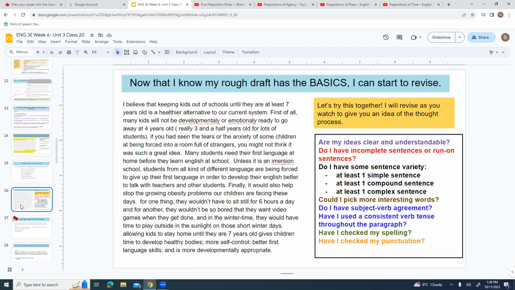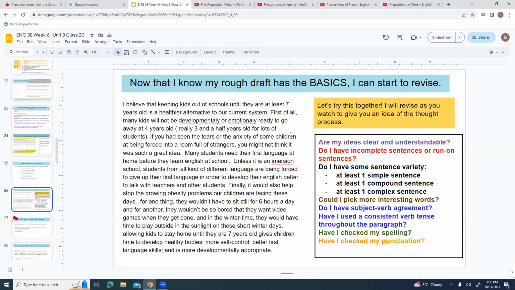Okay. So here's my still same rough draft. I haven't done anything to it yet. Now that I know that it's got the basics of what I wanted, now I can go through and start to revise. Okay. So I'm going to revise as you guys watch to try and give you an idea of the thought process. I'm going to be talking out loud as I do this because it's really hard to understand how people are making the decisions.